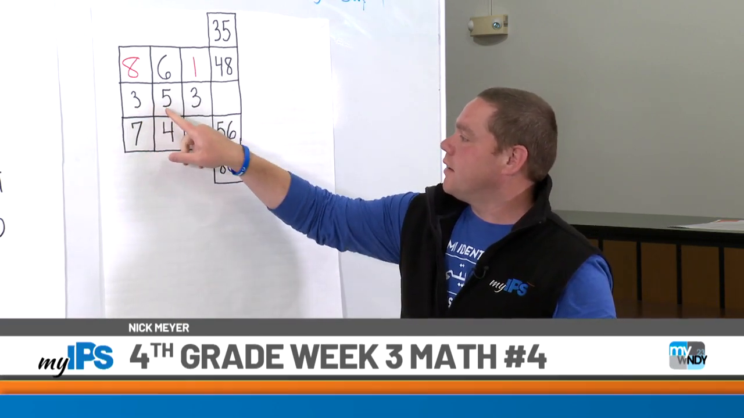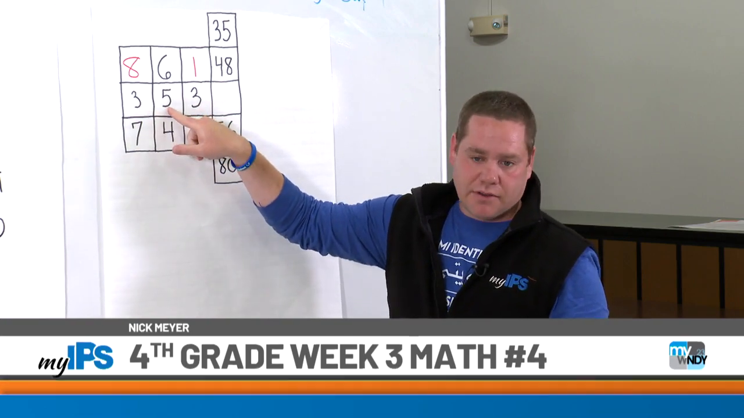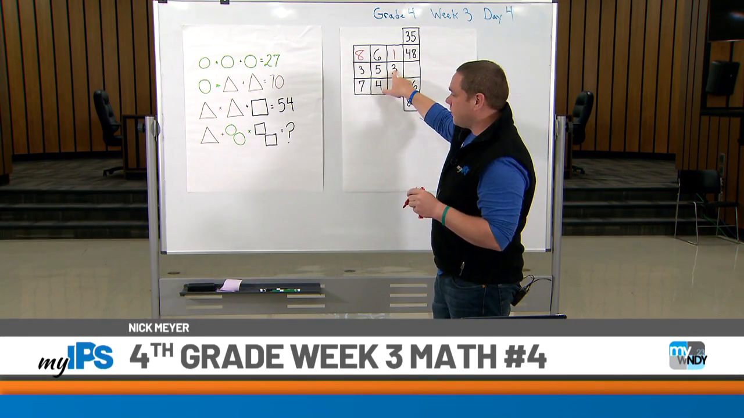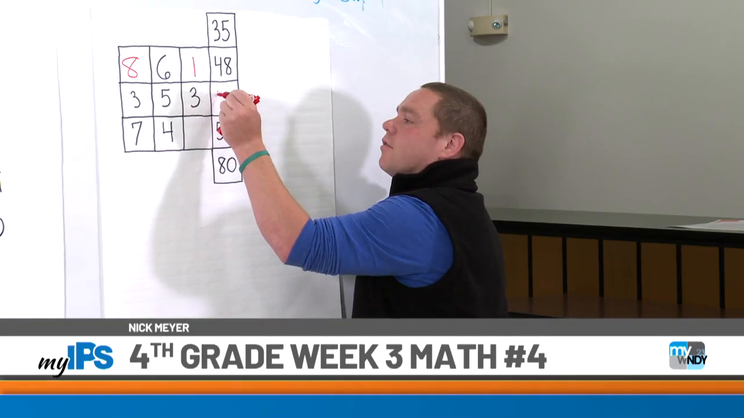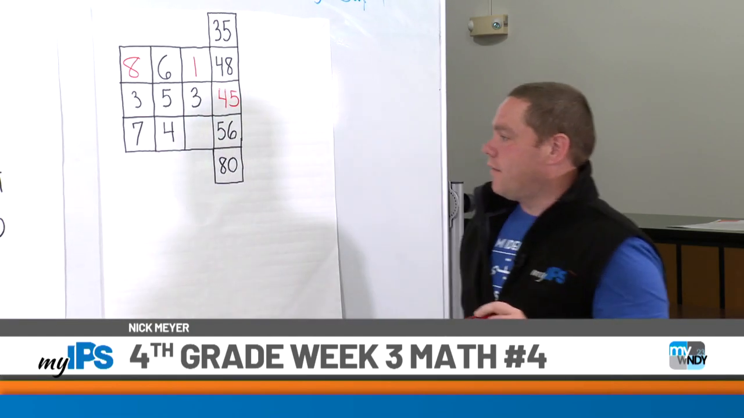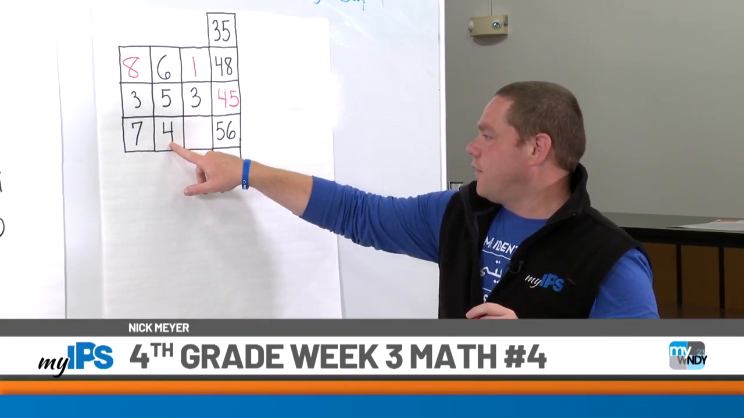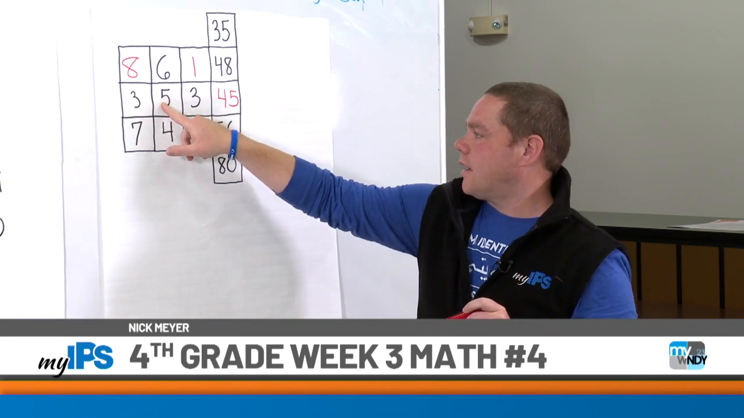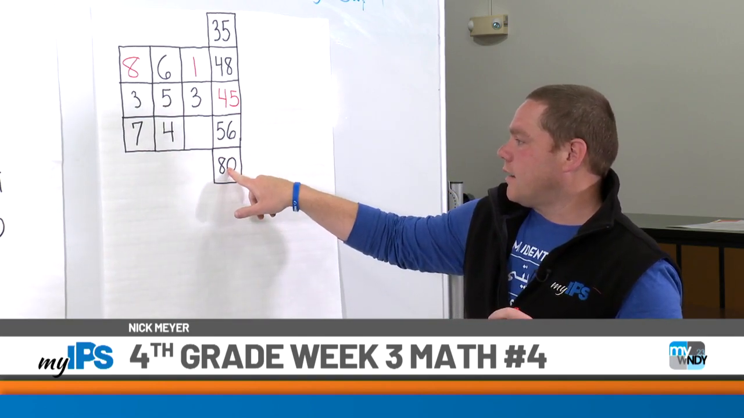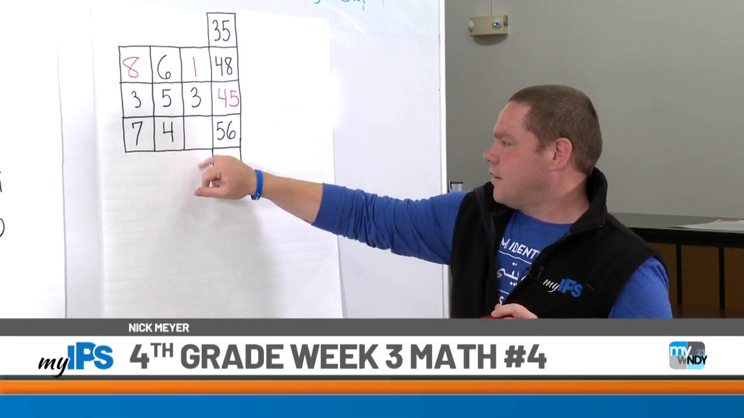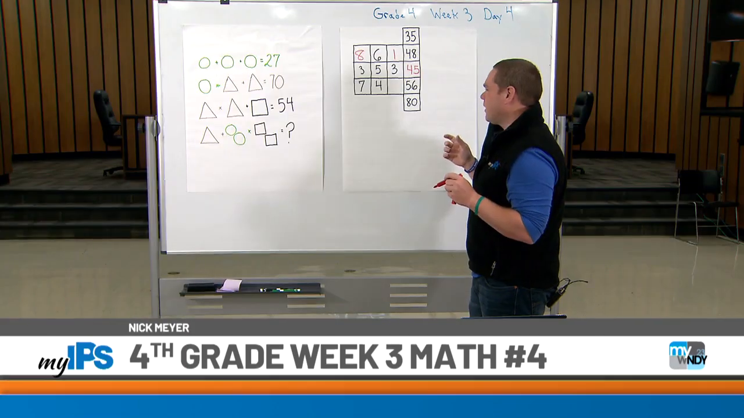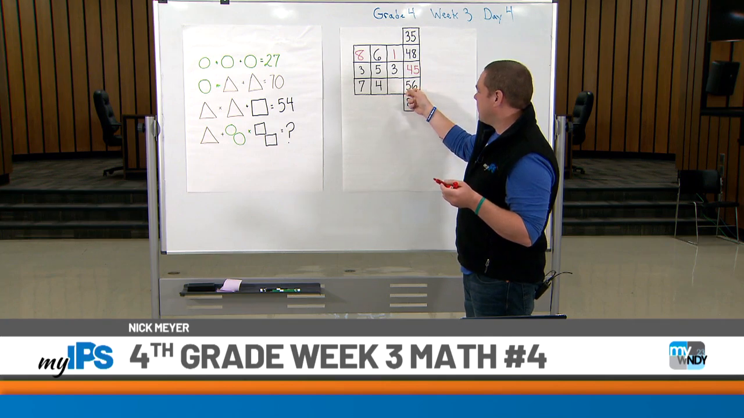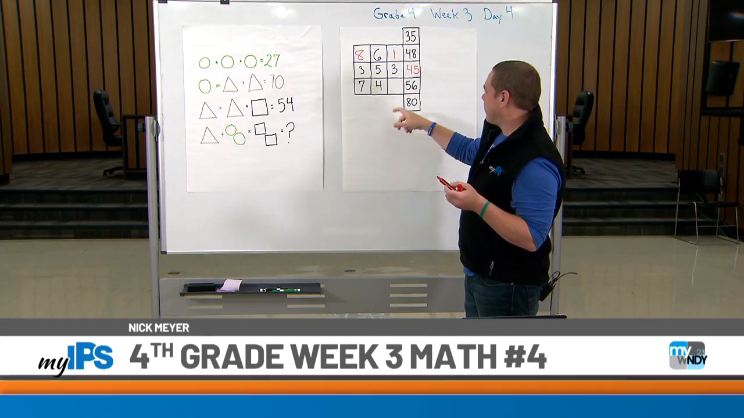3 times 5 times 3. 3 times 5 is 15. 15 times 3 is 45, or I can use the associative property, and 3 times 3 is 9, 9 times 5 is 45. So no matter what, we're getting 45 there. 7 times 4 is 28 times some number is 56, and that same number, 8 times 5 times some number, has to equal 80. So 7 times 4 is 28. 28 times 2, maybe I don't want to do that in my head. So maybe 30 times 2 is 60. So take off 2 of those. That's going to work for 56.